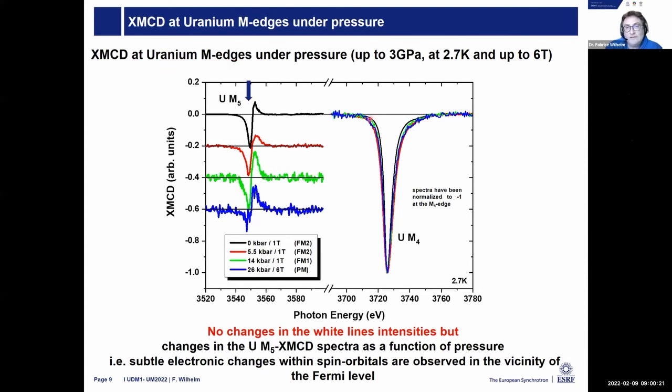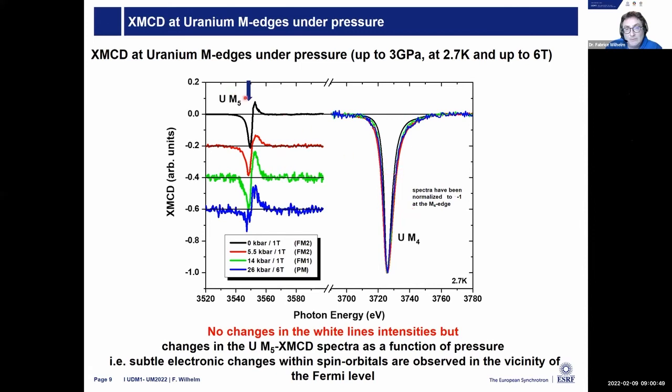Here, for simplicity, I show you the different spectra that have been collected for the different ferromagnetic phases: the ferromagnetic 2 phase, which is a strongly polarized phase, the ferromagnetic 1 phase, which is a weakly polarized phase, and even in the paramagnetic state. Just to make the observed changes clearer, all the spectra have been normalized to the M4 edges at -1. You see that indeed the spectral shape of the M4 is hardly changing.